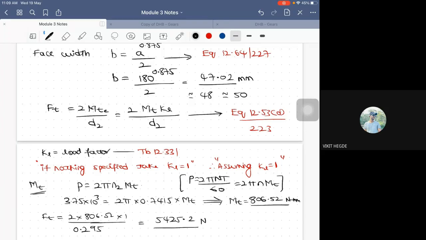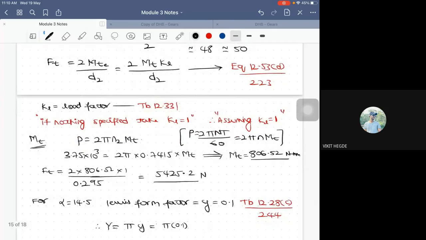So in the textbook the answer is 5460. In and around it is matching. Okay. 5425.2. Next, you have to go with capital Y. So if you get capital Y, you can calculate your value. So how to do it?